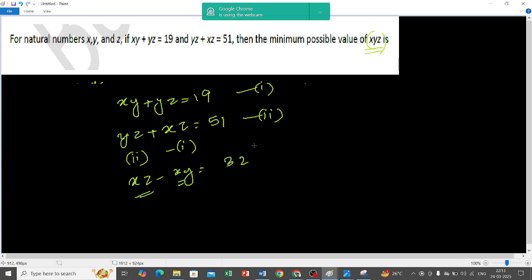Have you understood this thing? xyz will be minimized only when xz is minimized and xy is minimized. So I have to find out two smallest numbers whose subtraction is 32. Tell me what are the possible ways?